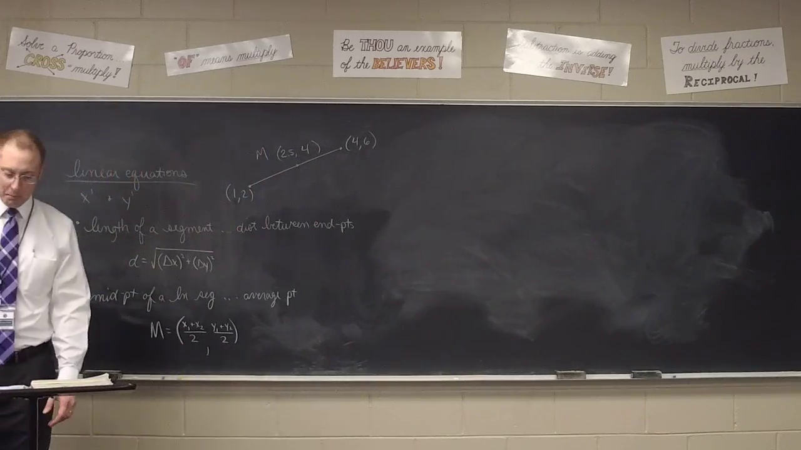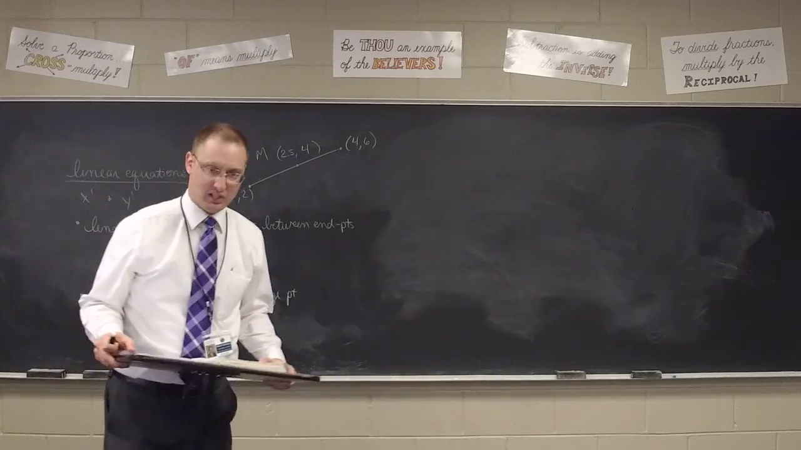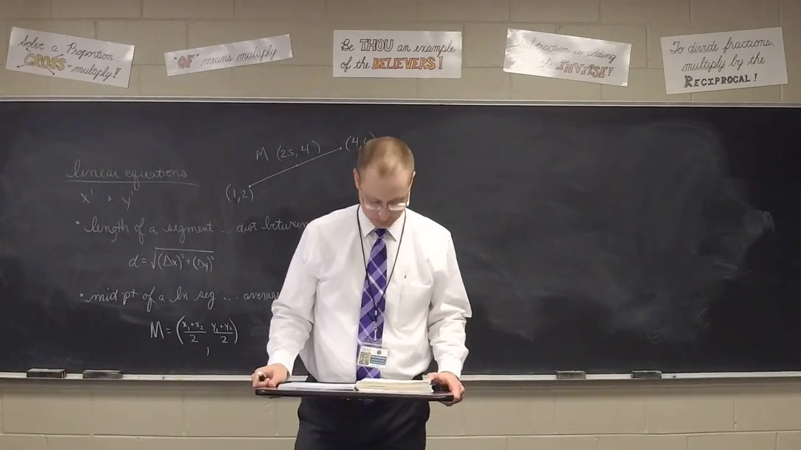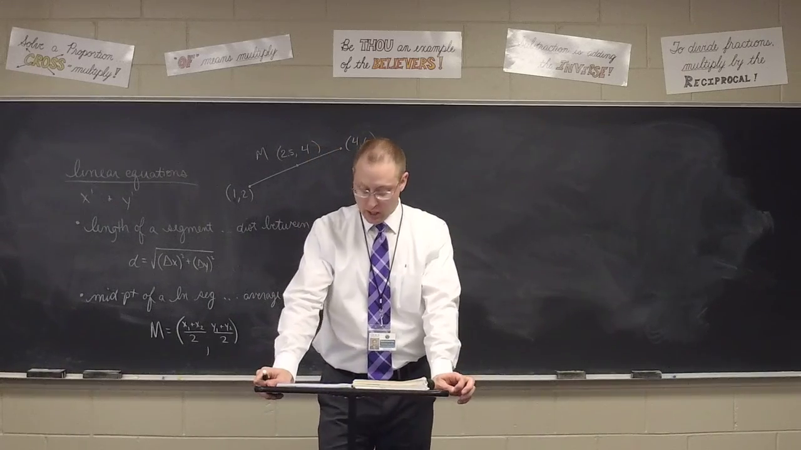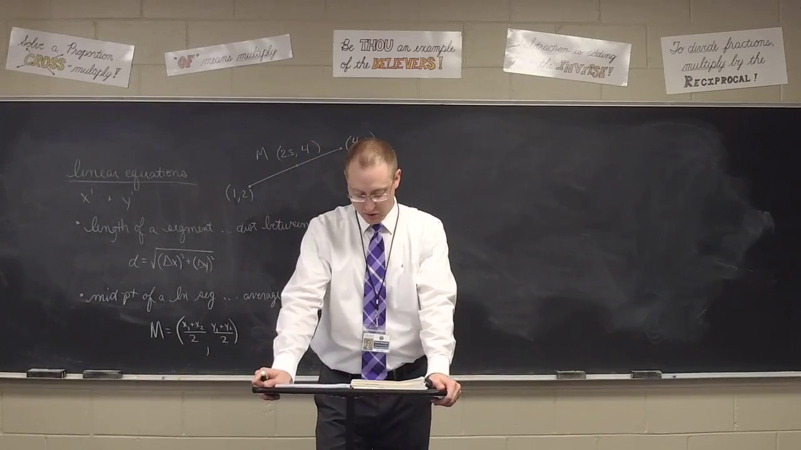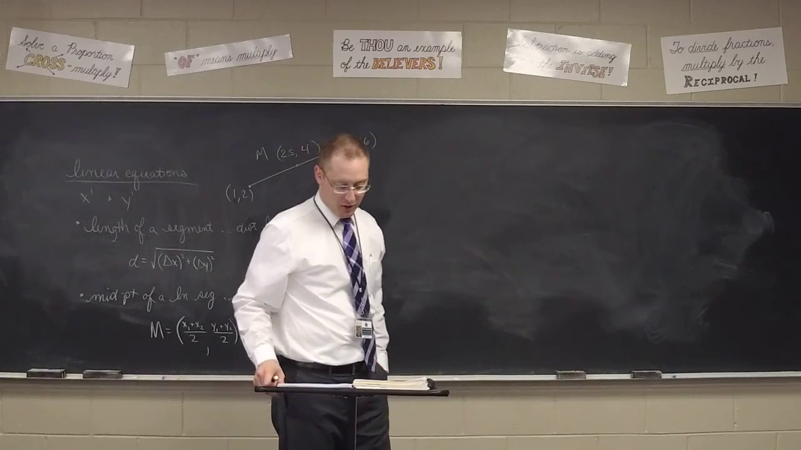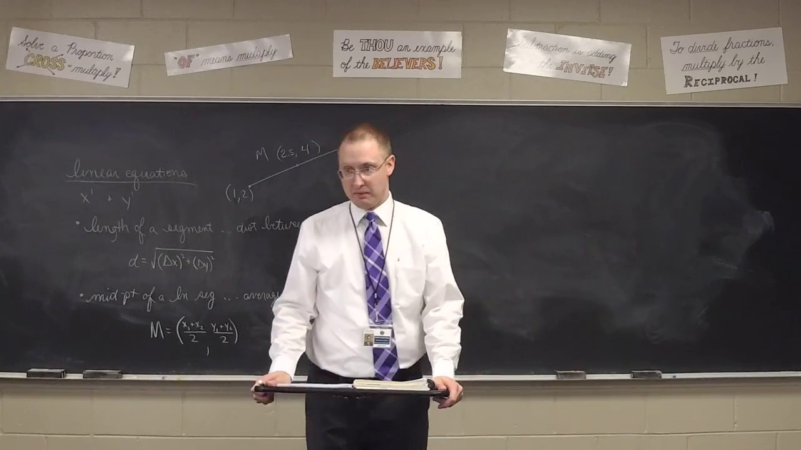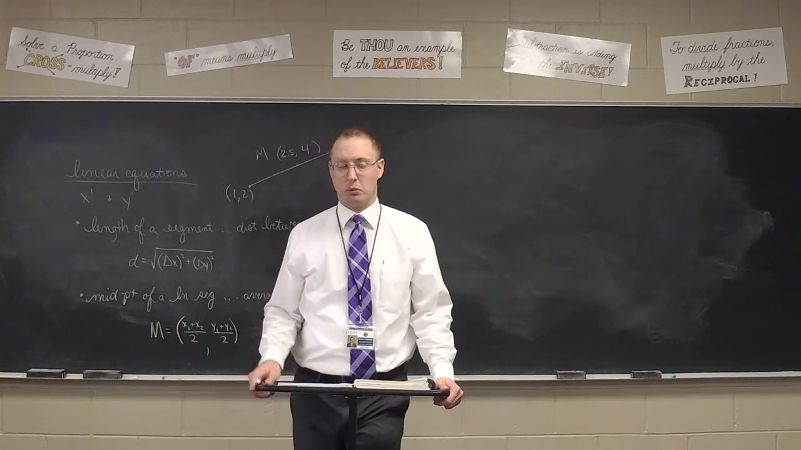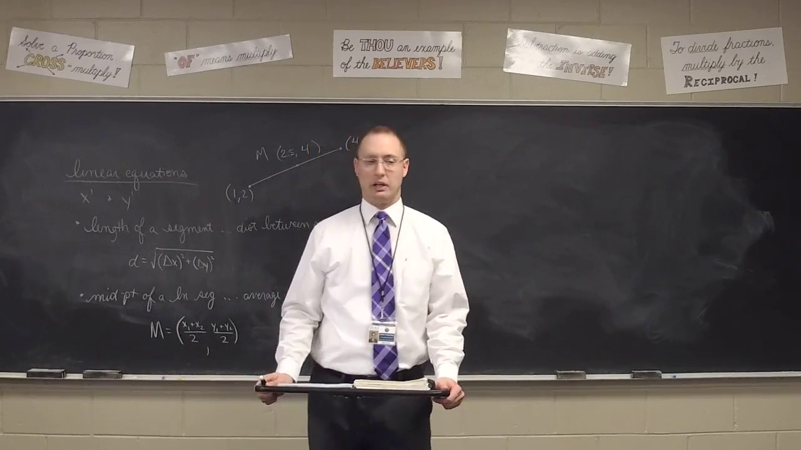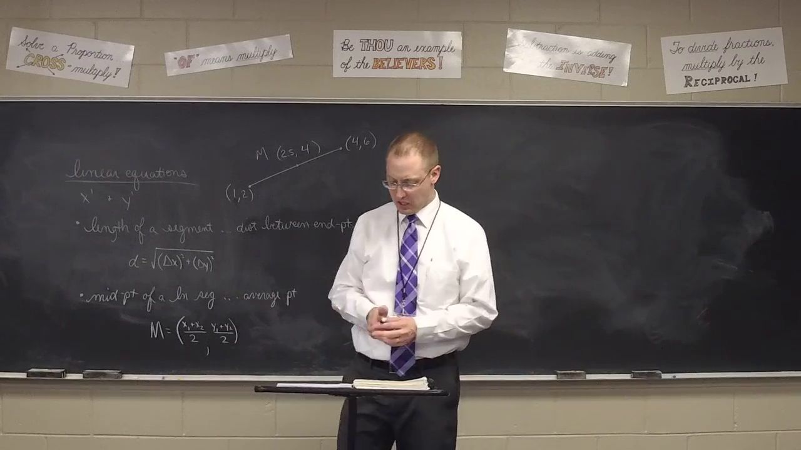All right, look at letter B. What do you get if you add the x's together? Negative 2. Divide that by 2. Negative 1. All right, what about the y's? If you add the y's together, what do you get? Negative 2. Divide that by 2. So what's the midpoint? Negative 1, negative 1. Make sense? Do C and D.